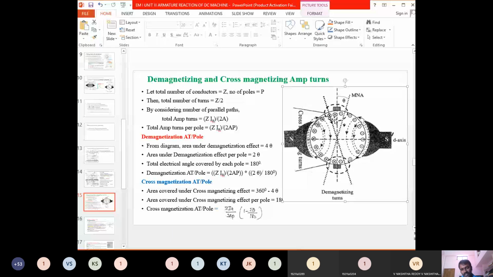Now all these conductors, as they are under the influence of the North Pole, have the direction of current inwards. And here all the conductors, as they are under the influence of the South Pole, have the direction of current outwards. How am I saying that? I have already repeated that by using the right hand thumb rule. By using the right hand thumb rule, we got the conclusion that the direction of current is inwards or outwards.